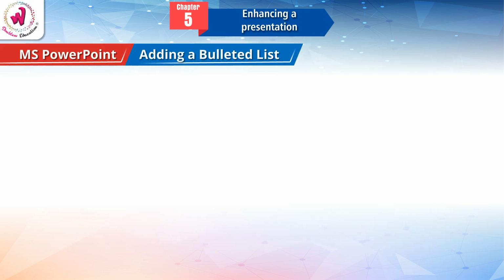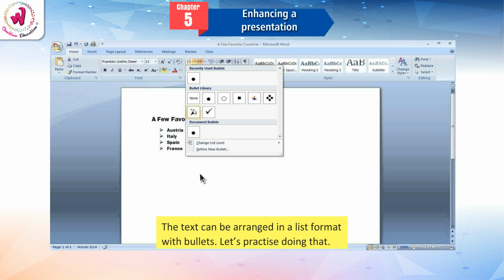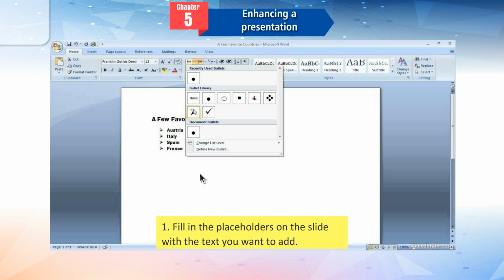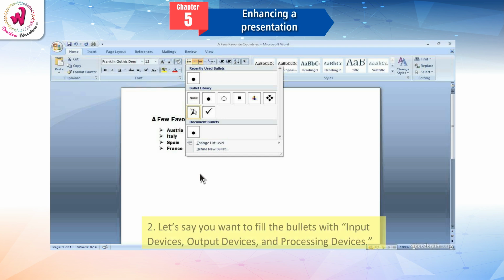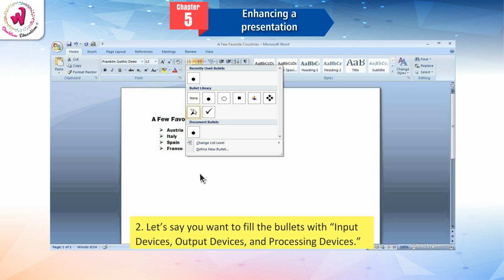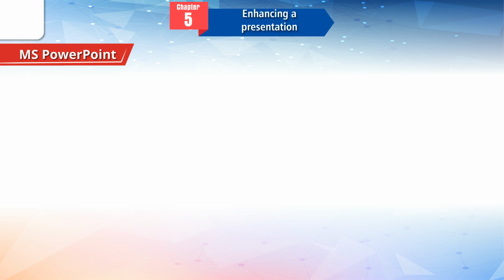Adding a bulleted list. The text can be arranged in a list format with bullets. Let's practice doing that. 1. Fill in the placeholders on the slide with the text you want to add. 2. Let's say you want to fill the bullets with input devices, output devices, and processing devices.